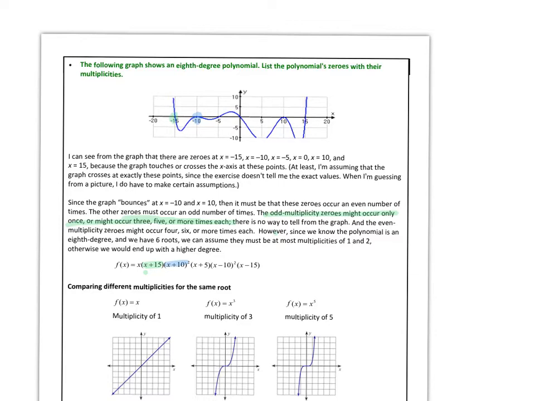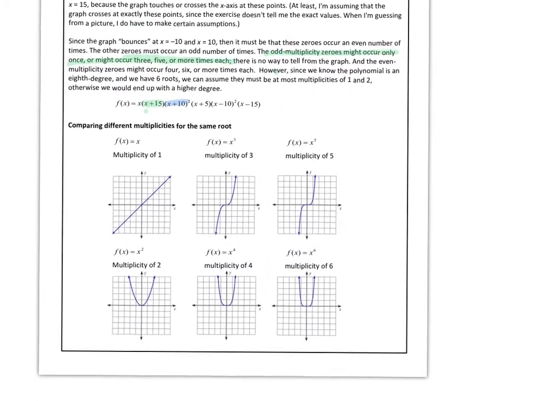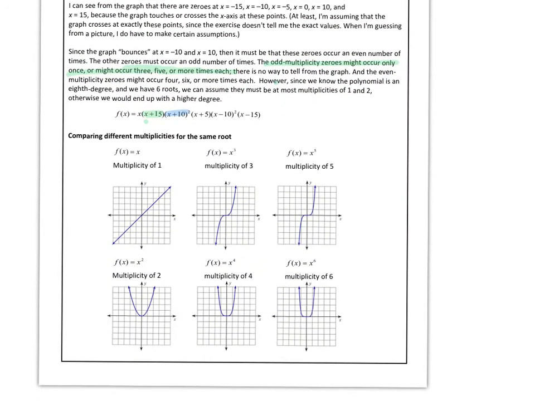To give you an idea of why that can be, take a look at the pictures below. When you see a multiplicity of 2, it bounces off the axis. That's an actual multiplicity of 2 with x squared. Take a look at the difference between x squared and x to the 4th. Is there much of a difference? Not really, it pretty much looks the same. It only hits the one time. It's a little bit fatter at the bottom, I guess.